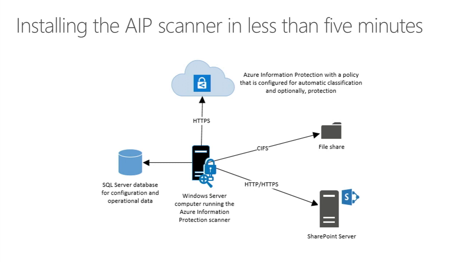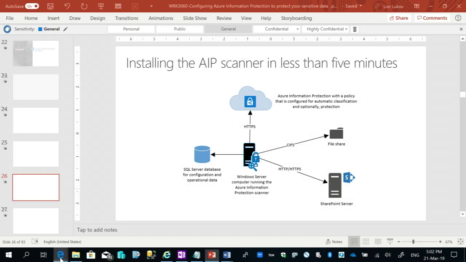Setting up the AIP scanner is very easy. Basically, you need a SQL server for that, and you need to have a dedicated instance. It can be a VM, it can be a physical server, where you're going to install the AIP scanner, and then you have to specify to the scanner which locations it should scan. Let me show you how it looks.